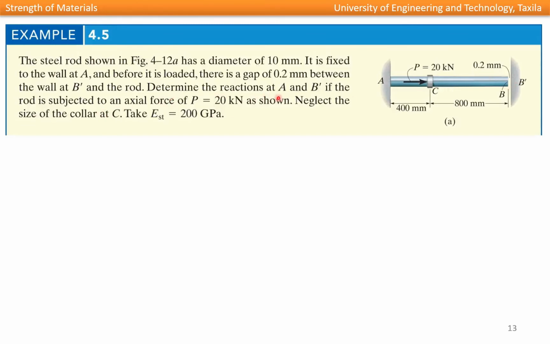Determine the reactions at A and B prime if the rod is subjected to an axial force of P equal to 20 kN as shown. So at this collar at point C, a force of 20 kN is acting towards right. We have to find out the reactions at A and at B prime. Neglect the size of the collar at C. Take modulus of elasticity for steel 200 gigapascals.